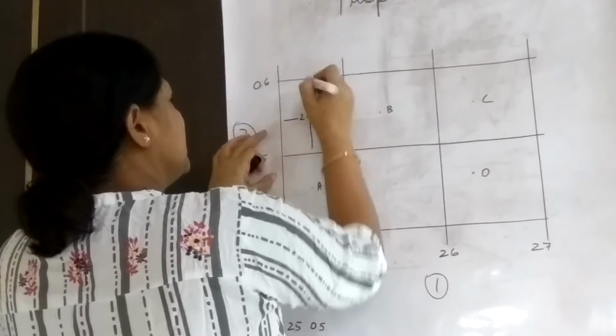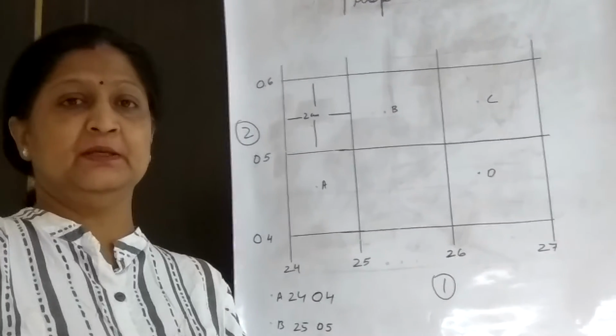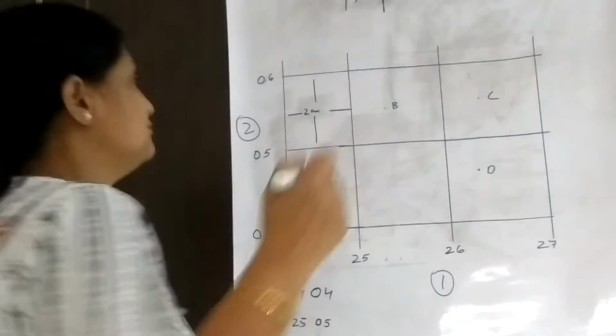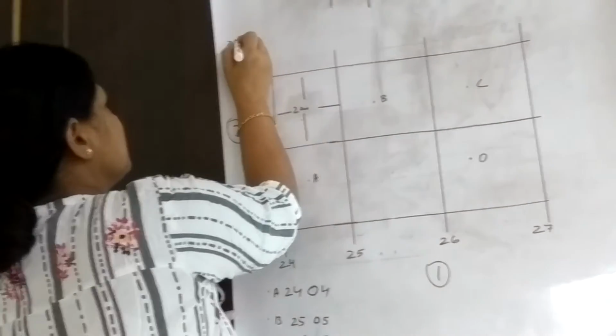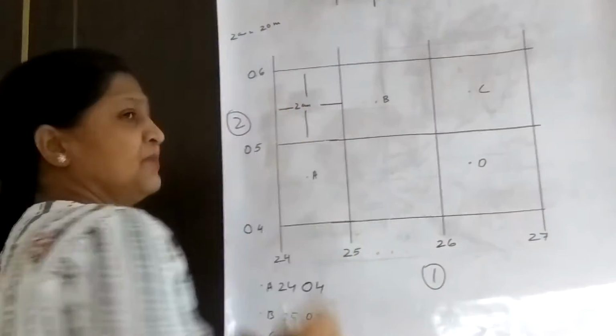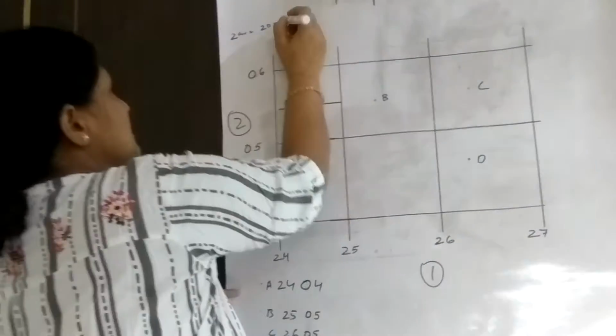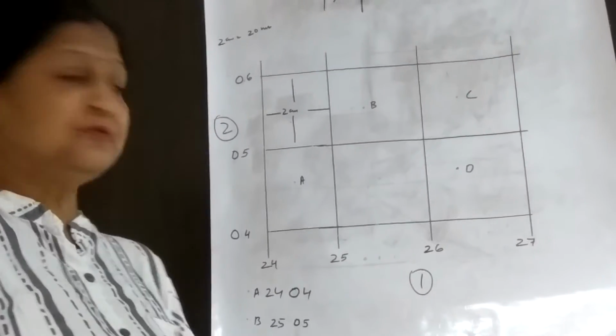Horizontally also, vertically also, if you measure, it is exactly 2 centimeters. Now, what does this 2 centimeters mean? 2 centimeters is equal to 20 millimeters. Now we have to see the four grid reference.